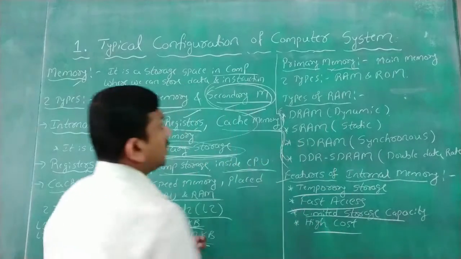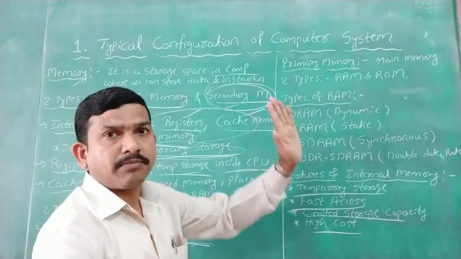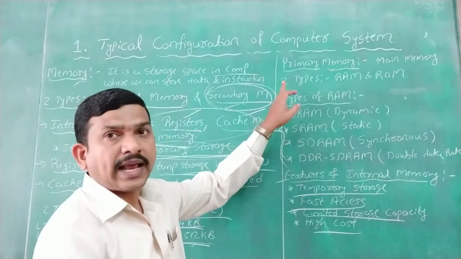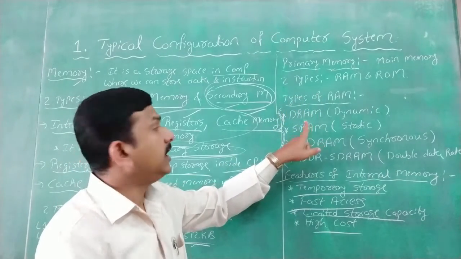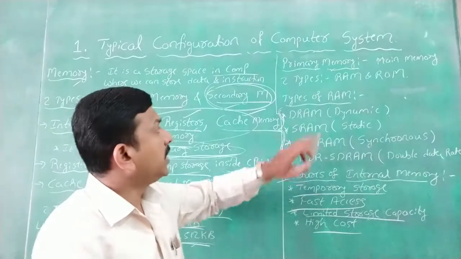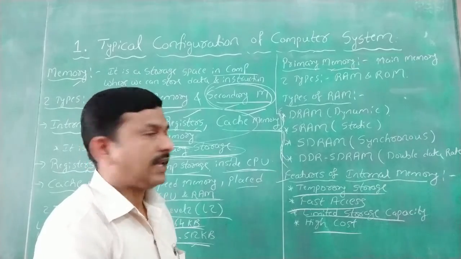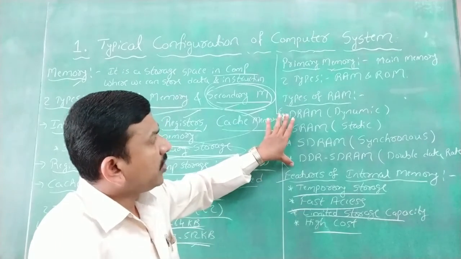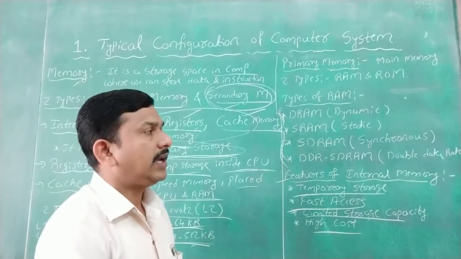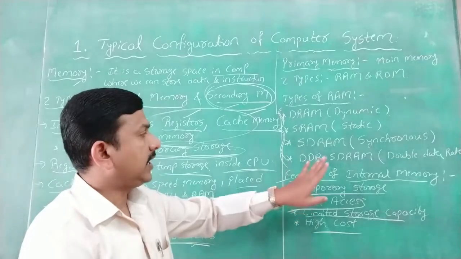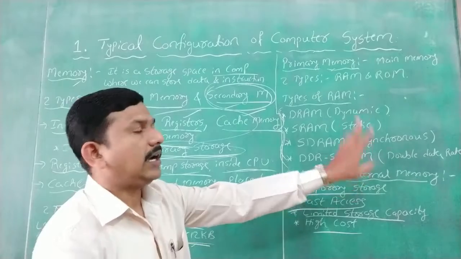Primary memory is also called main memory. There are two types here, RAM and ROM. RAM is random access memory and ROM is read-only memory. The four different types of RAM are DRAM, SRAM, SDRAM and DDR SDRAM, which is double data rate synchronous dynamic random access memory.